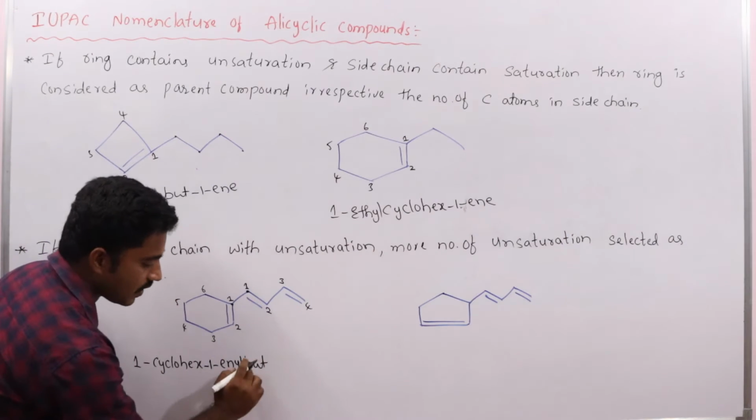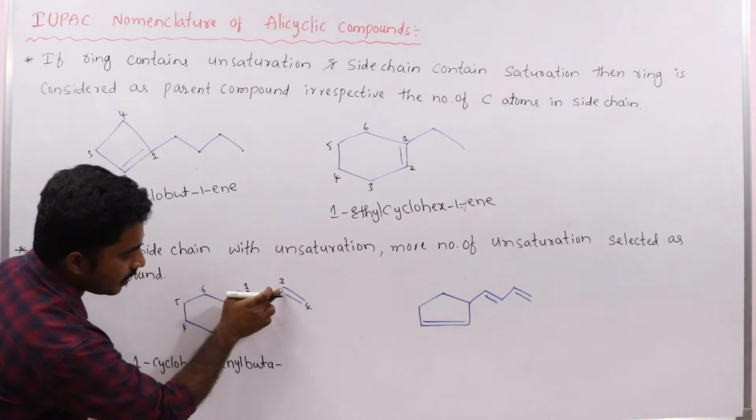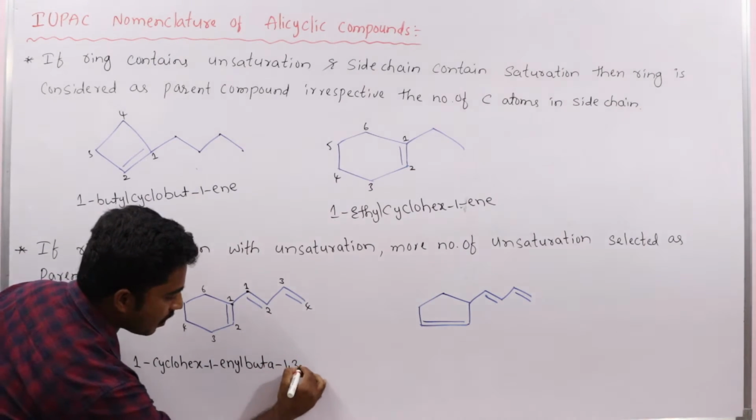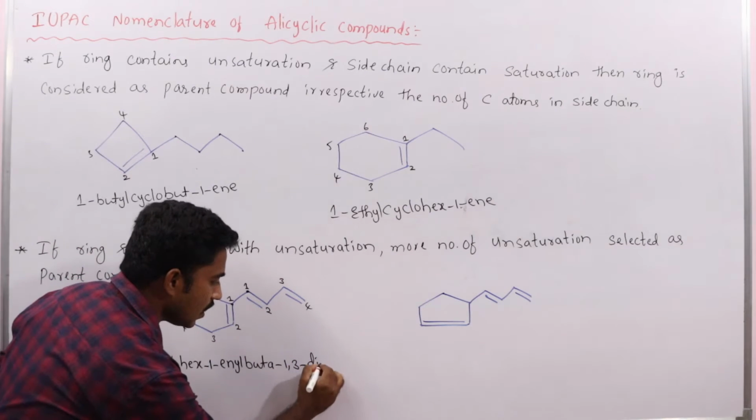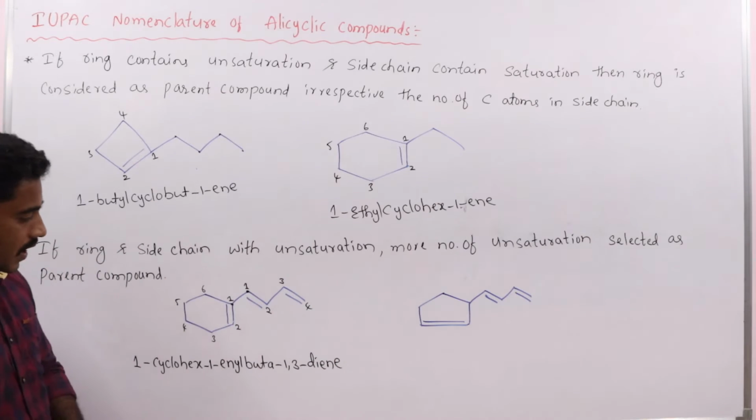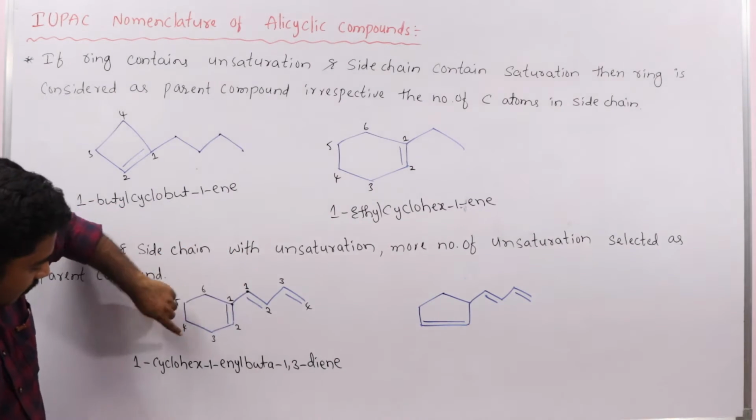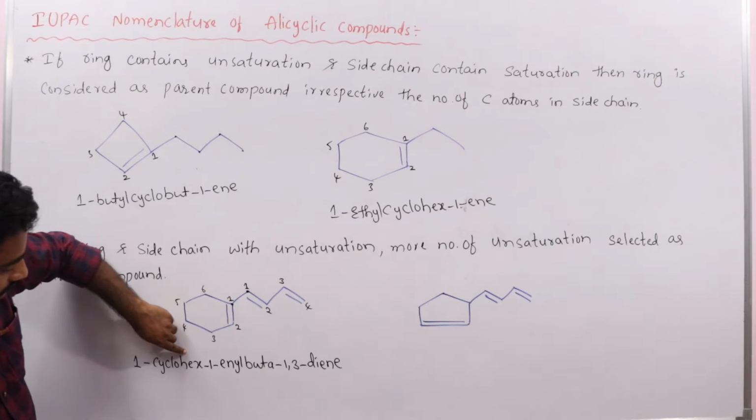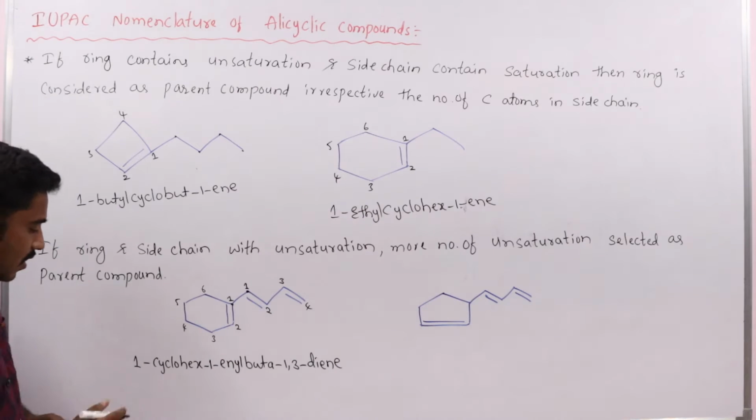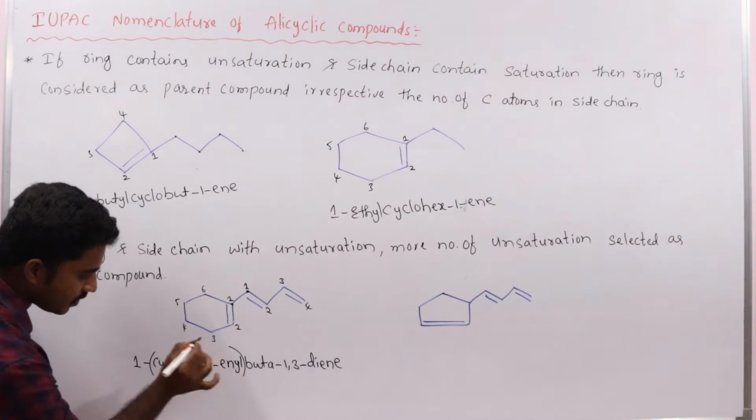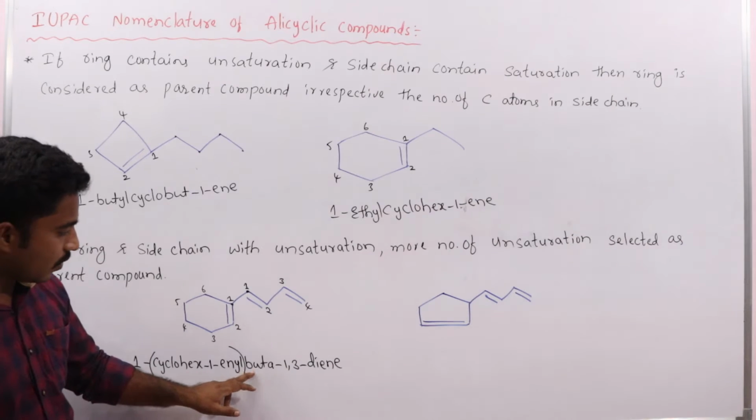2 double bonds are there. That's why instead of but we use buta. At the first position 1 double bond, at the third position 1 double bond. That's why 1,3. 2 double bonds are there, so 1,3-diene. The parent chain at the first position has which substituent? 1-(cyclohex-1-enyl). Write this in brackets. 1-(cyclohex-1-enyl). The root word is buta.